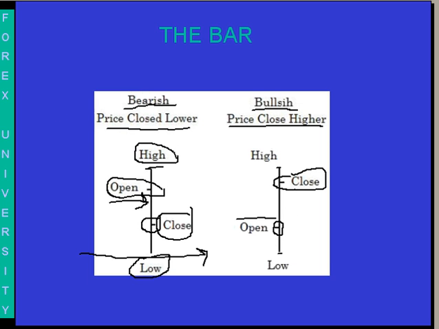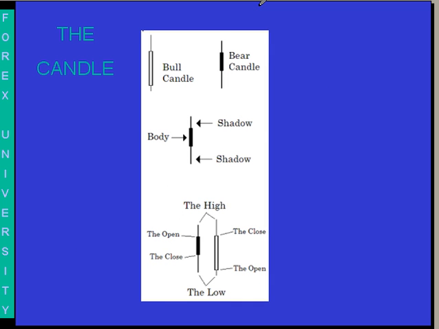Now, next, we have the candle. The candle is much more expressive and easy to read for many traders, and you'll see why in a moment. It does the exact same thing that a bar does, but it's a little bit more visually appealing. You'll see in a moment what I mean. They're called candles because they seem to have the look of a candle with a wick, also known as a shadow. This would be a bull candle, meaning that the price has gone higher from the open to the close.